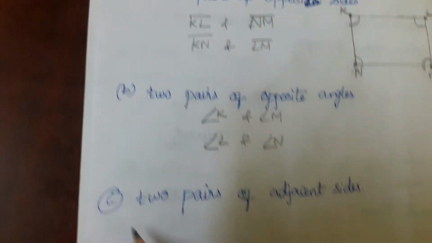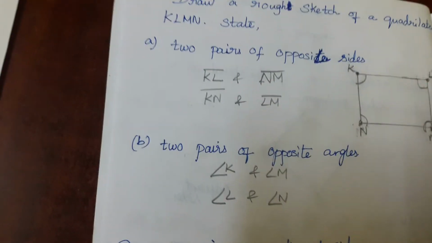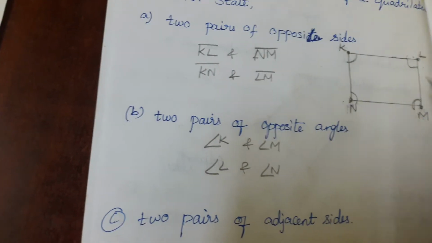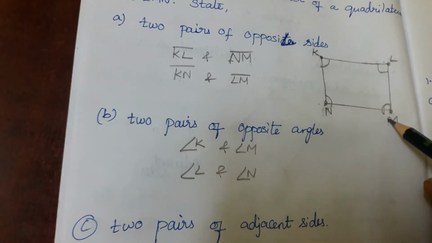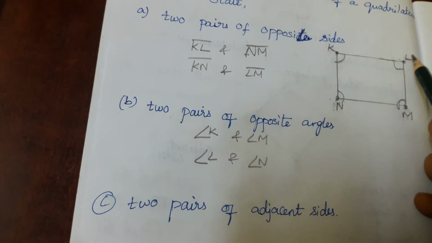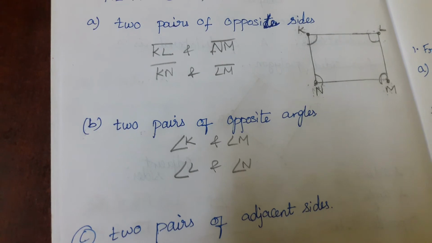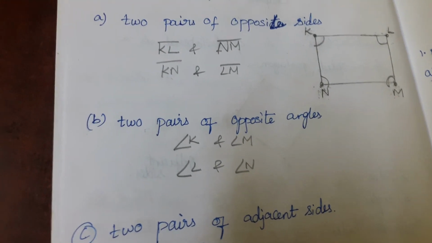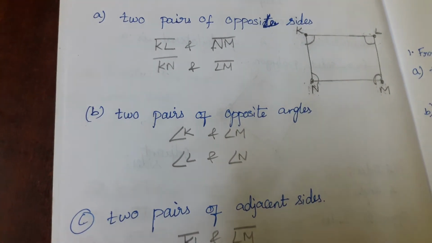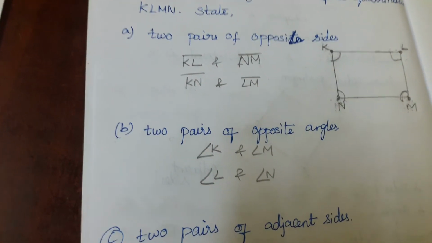Now let's see the next sum. Two pairs of adjacent sides. What are the adjacent sides here? KL is adjacent to LM. MN is adjacent to NK. So, KL and LM are adjacent sides. Next, MN and NK are adjacent sides.